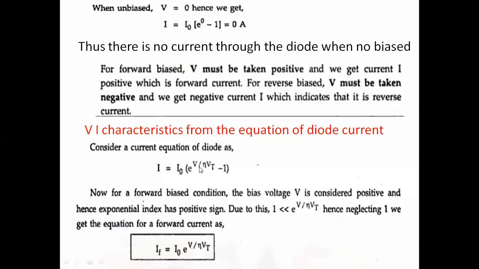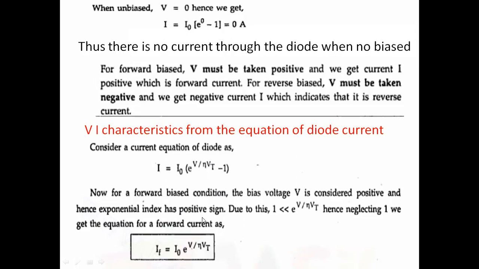So for a forward bias condition, this is the diode current equation. Now assume that for forward bias, e power of V by eta Vt minus 1, this value is very high when compared to 1. Then we will get IF, the forward current. IF is equal to I naught into e power of V by eta Vt.